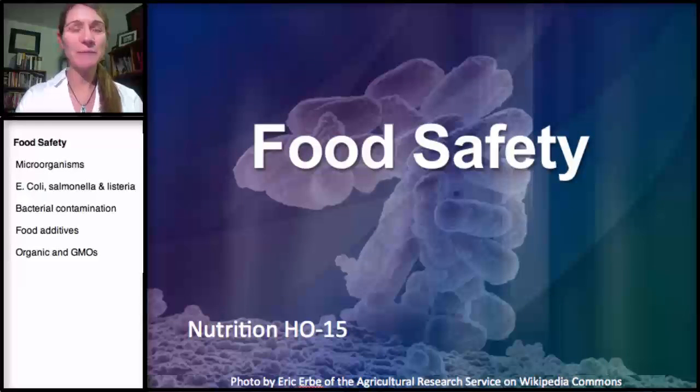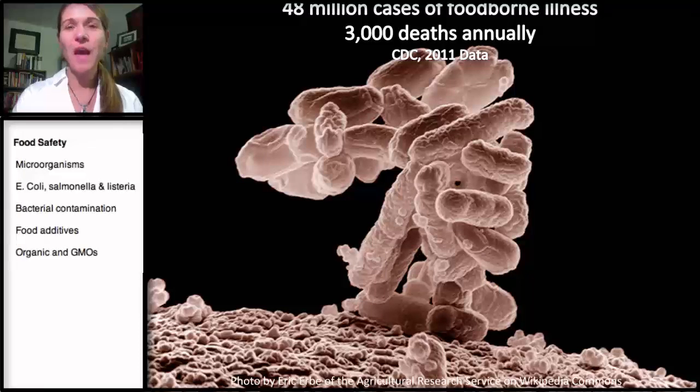Welcome to Chapter 12, Information on Food Safety. In this section, our first section, we'll be covering microorganisms. About 48 million cases of foodborne illness occur each year, and 300 deaths annually. This is information according to the Center for Disease Control.